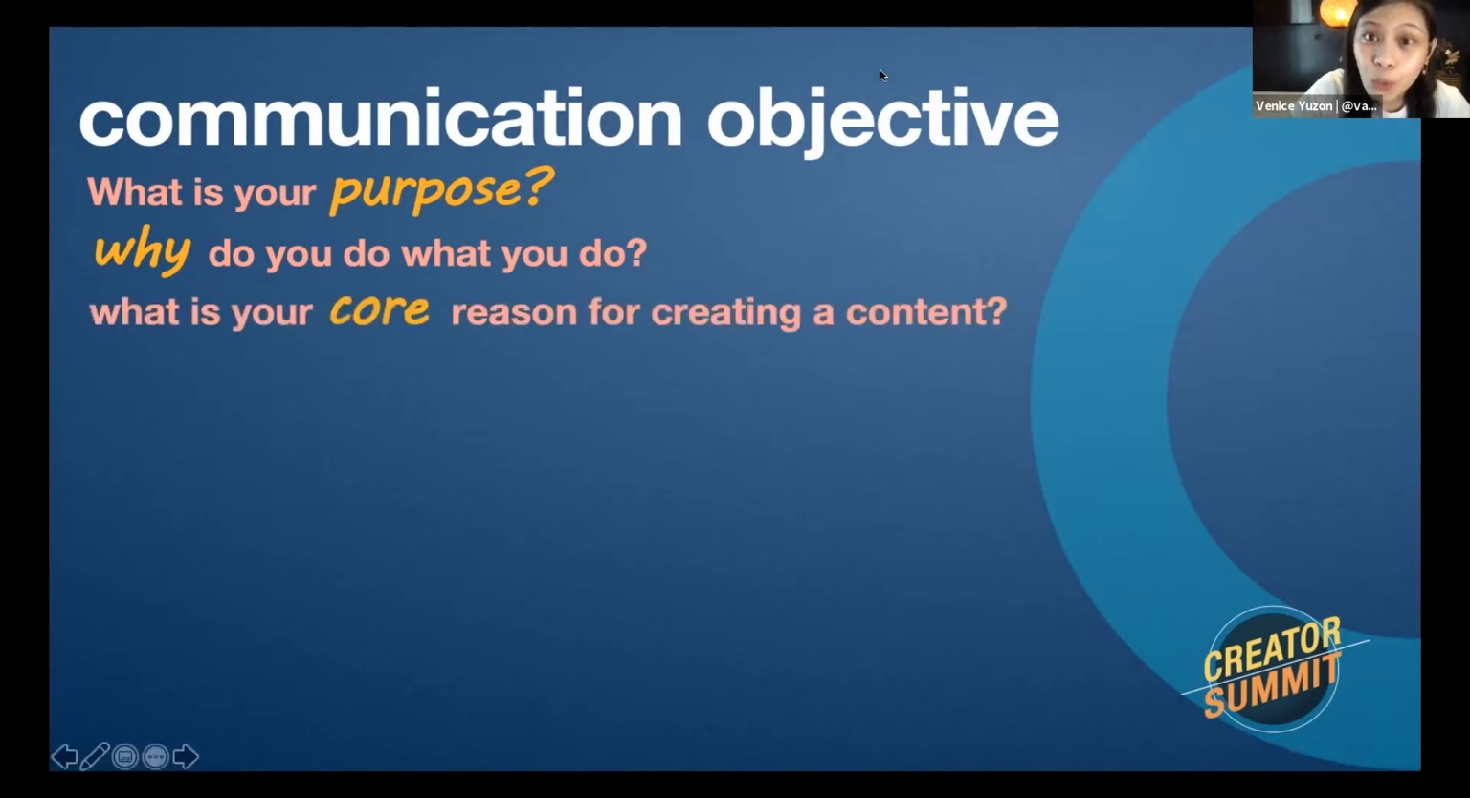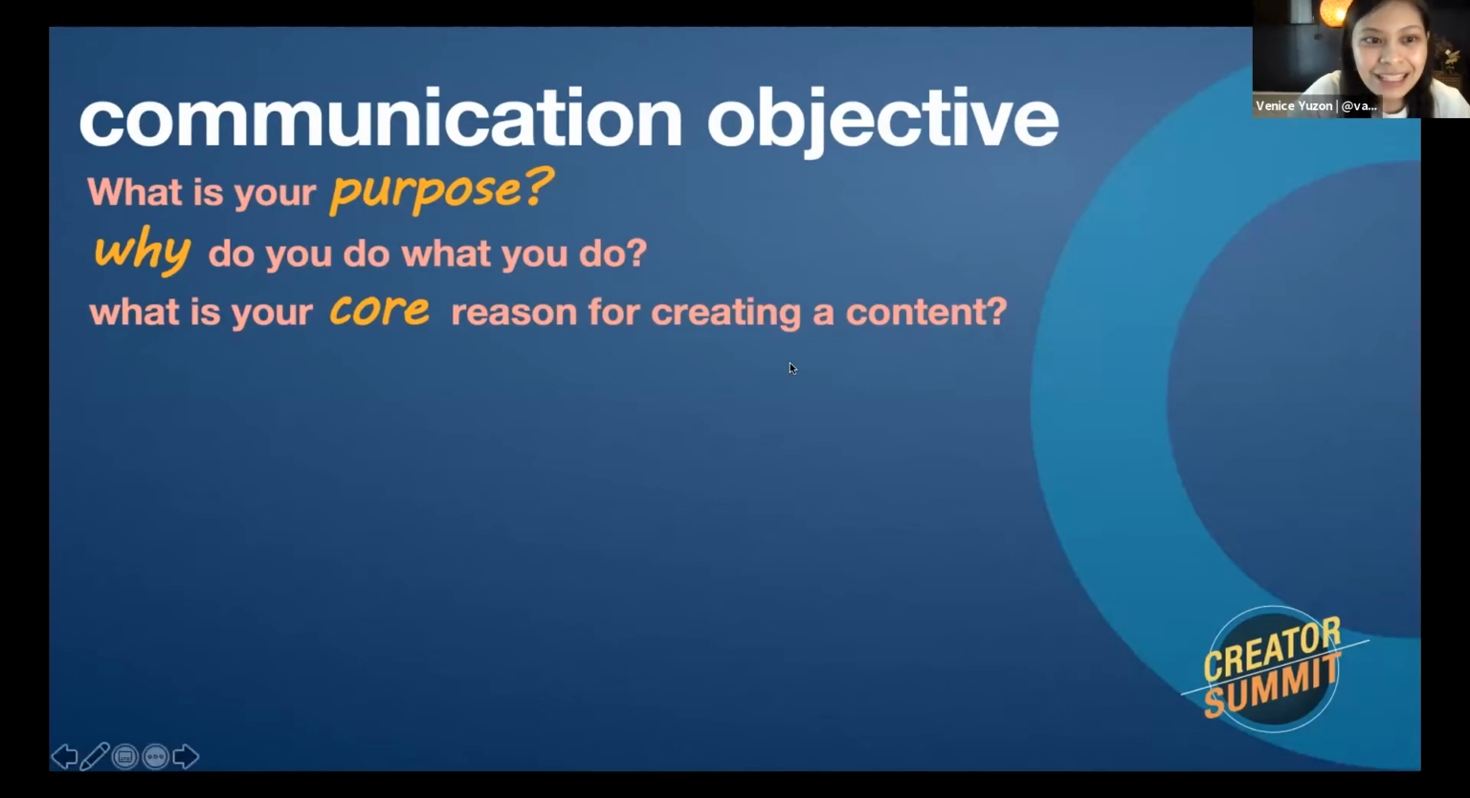Next, what is your core reason for creating a content? I just like to relate. Like for example, Emong in his devotional earlier, he mentioned that, diba, we have to do things all for the glory of God, correct? And that is your core reason for creating a content, so that we can do all things for the glory of God. That can be your core reason.